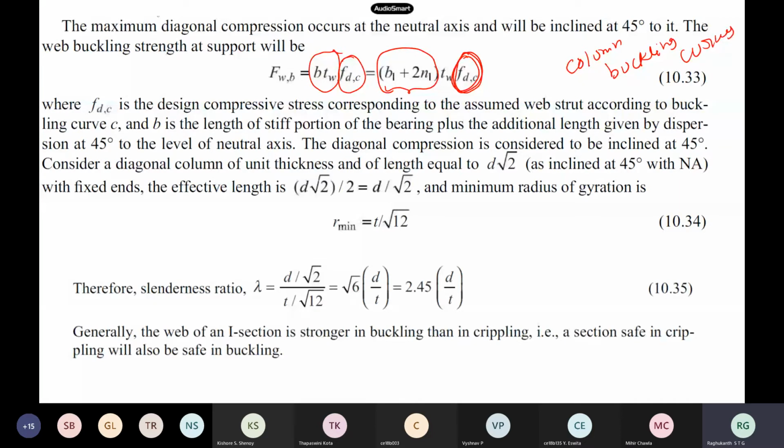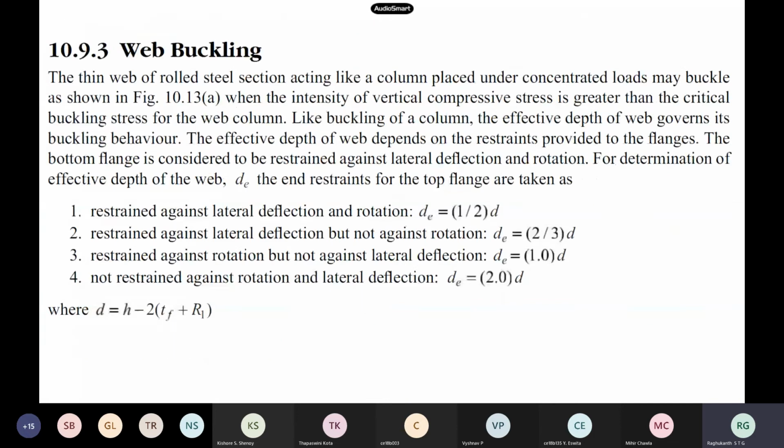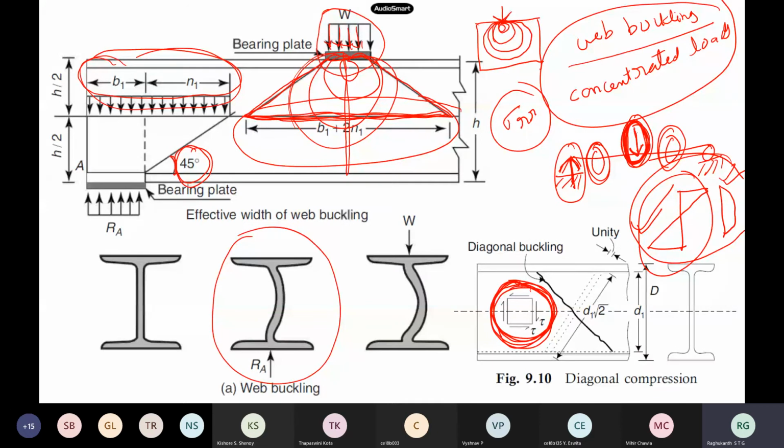There also we have curves A, B, C, D and all the others, but the guideline here is that you should use, I think, the C type curve, so the code clearly mentions that. Then the slenderness ratio has to be estimated. So this is the web that is buckling here. Okay, so the end conditions: how the web is connected to the flanges, the restraints here.